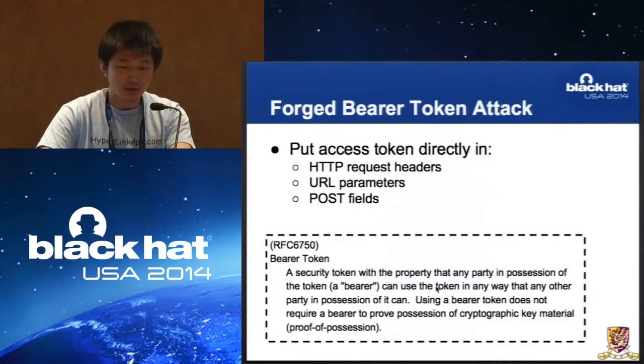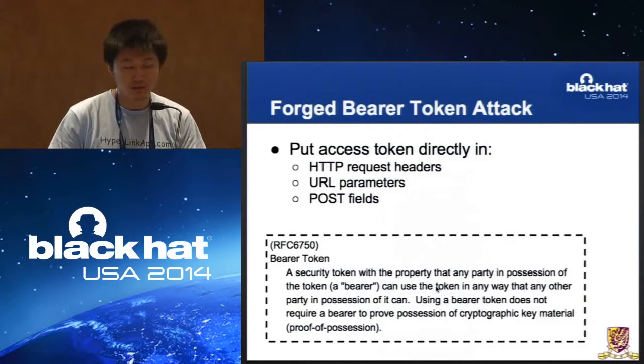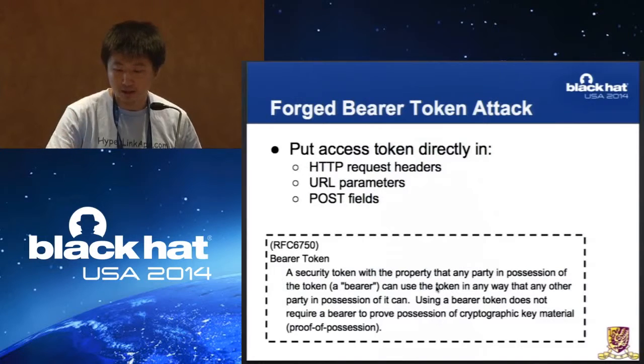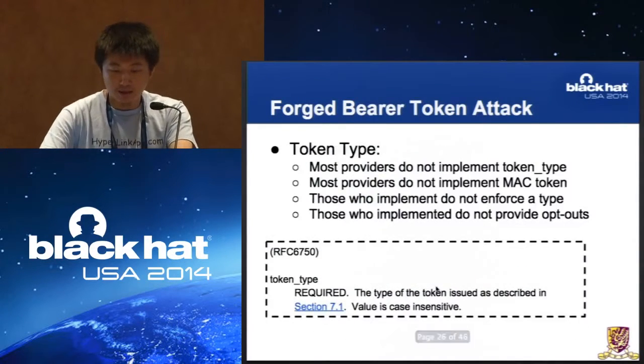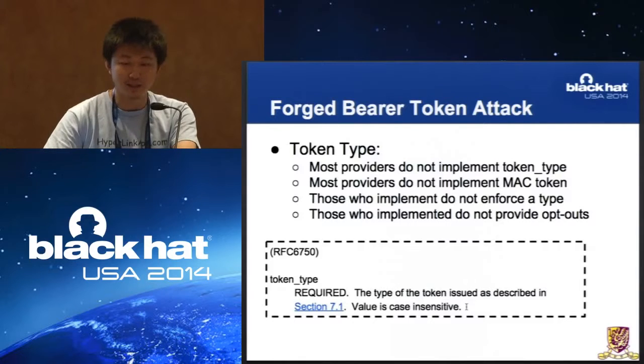Then what's the forged bearer token attack? Bearer token basically means whoever has the token has equal privilege. They don't verify anything else. They just look at the token. A token can be served with some parameters. And there is something defined in the OAuth standard, that is the token type. Actually, this is a required thing in the standard.